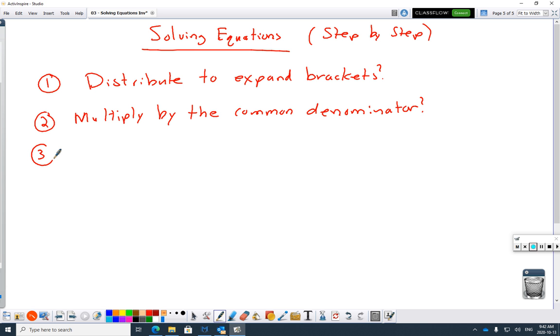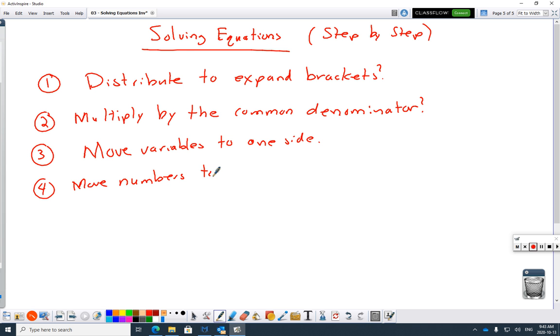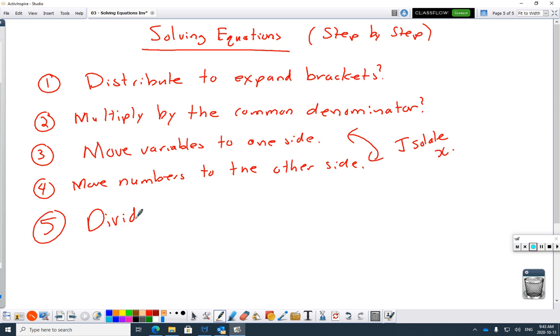3. Move variables to one side. 4. Move numbers to the other side. You can interchange these steps, by the way. Basically, those two steps say isolate x. And there's often the last step, and it's almost always divide. But it doesn't have to be divide, but it almost always is.